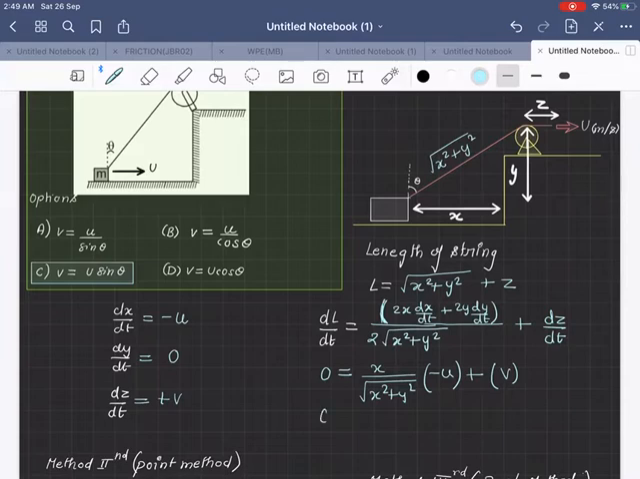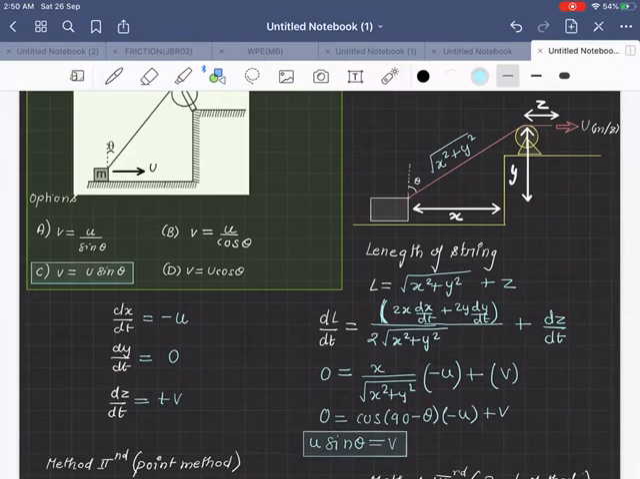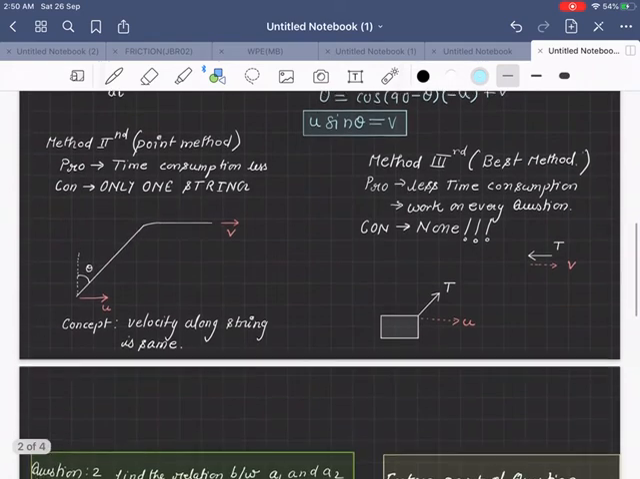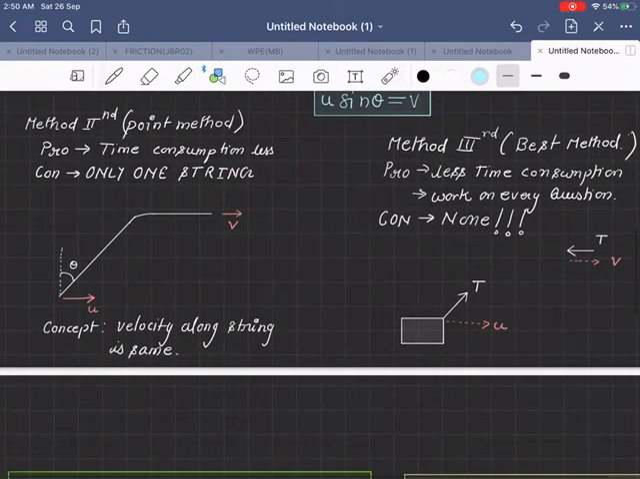So here we are going to get 0 equals cos 90 minus theta minus u plus v. So now we will get the answer, that will be u sin theta is equal to v. Let's put this in a box to remember. Now as you can see, it is solved, but it took a lot of time to do that. Now let's see other methods. Here we have two more methods and both are less time consuming.